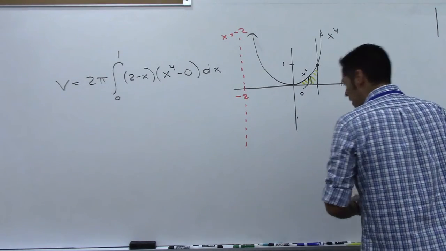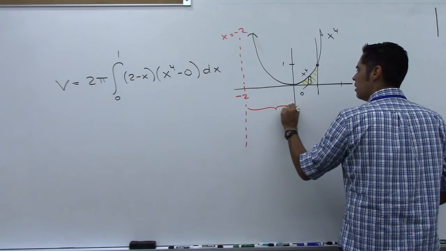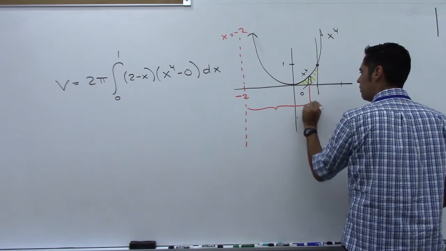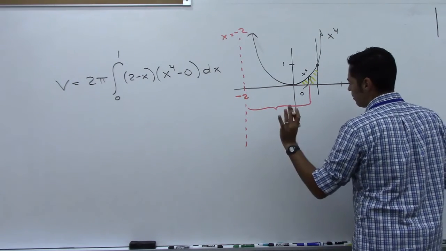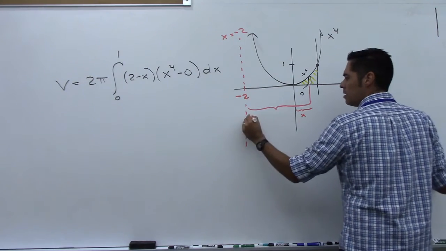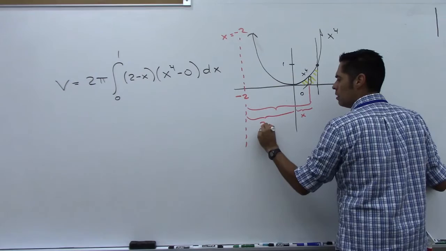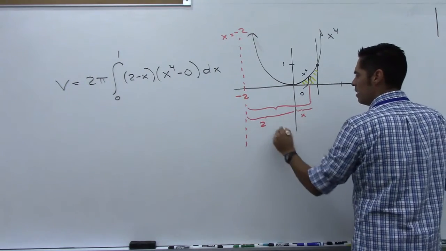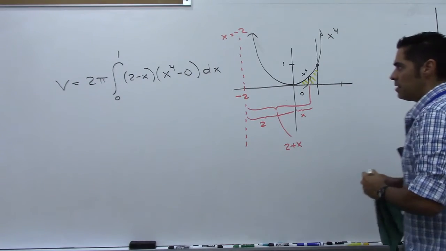So when I try to find the radius, it's the distance from the axis of rotation to the rectangle right here, right? So what's that distance? Well, it's not x. This distance from here to here is x. The distance from here to here is always 2. So the total distance is going to be 2 plus x. So that's the difference in this.